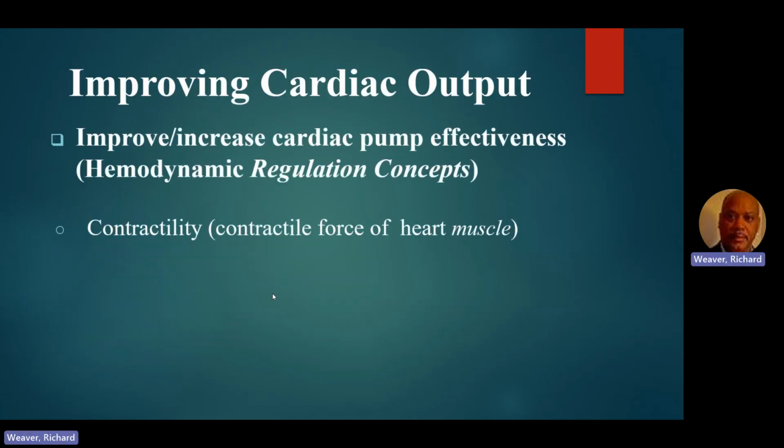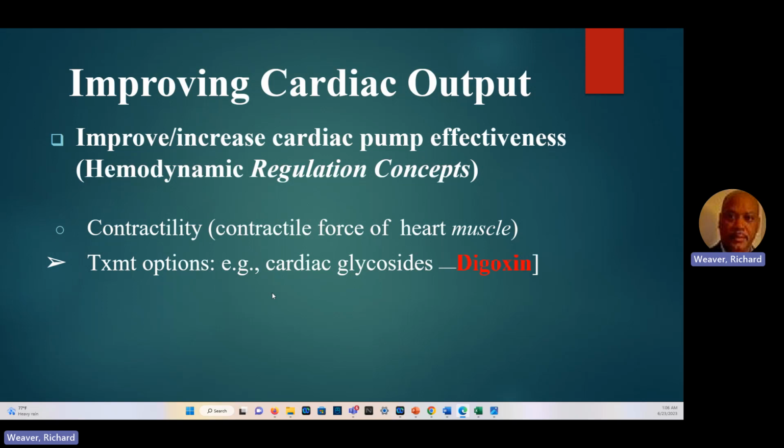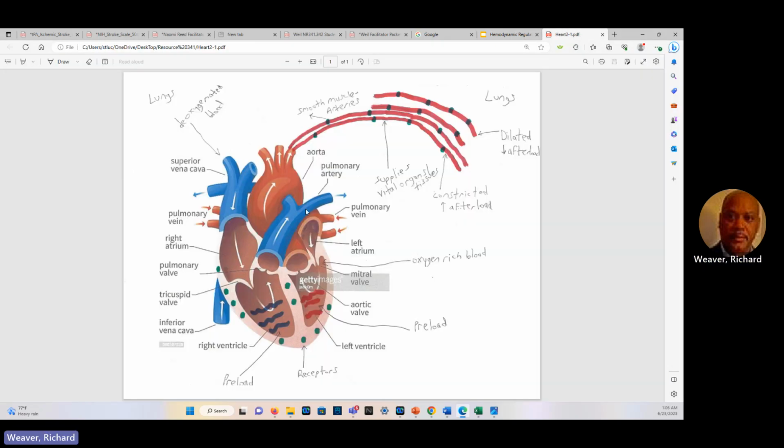And so the last hemodynamic regulatory concept is contractility. This is the contractile force of the heart muscle, all right? And going back to our image, the heart is a muscle, as you all know. And when the heart muscle's contractile force is weak, we give these patients medications in order to strengthen the contractions of the heart. When the contractions are too weak, it will impair the cardiac output and thus perfusion to our organs and tissues.